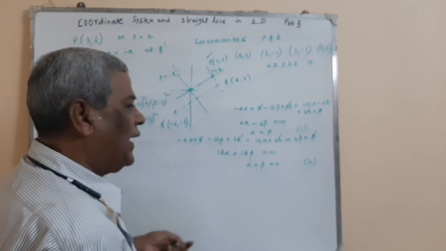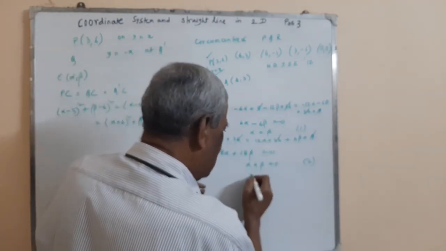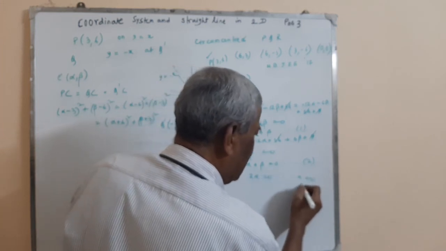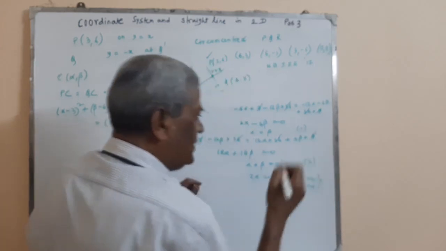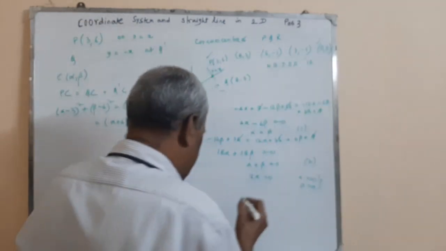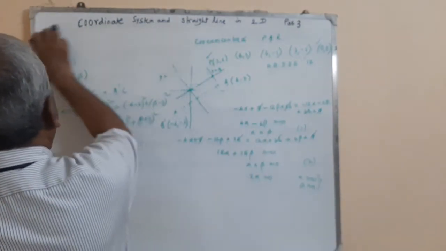Now solving 1 and 2, put beta is equal to alpha. So 2 alpha is equal to 0, alpha is equal to 0, similarly beta is equal to 0. So that circumcenter is (0, 0). This option is correct. Next.